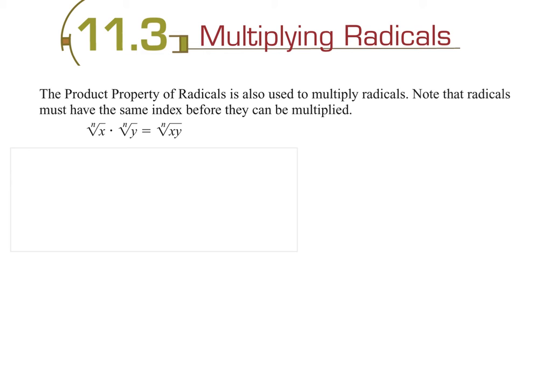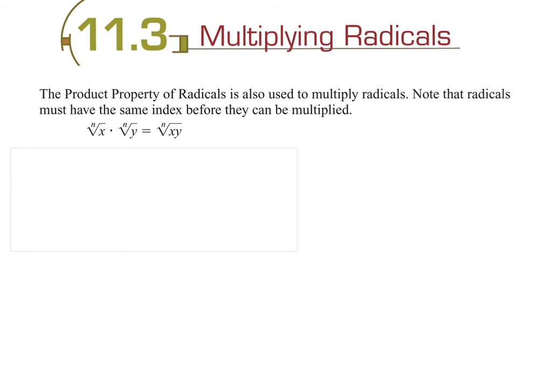The product property of radicals is also used to multiply radicals. Couple things you need to pay attention to. In order to multiply radicals, they have to have the same index. All right? They have to have the same index. The reason this is true is we talked about writing them in exponential form. The radical index represents the denominator, right? And so when you multiply like bases, you add their exponents.